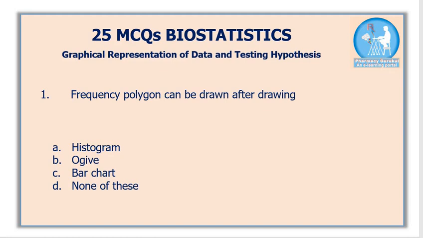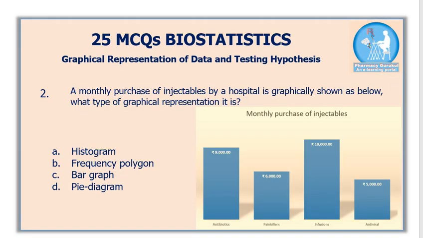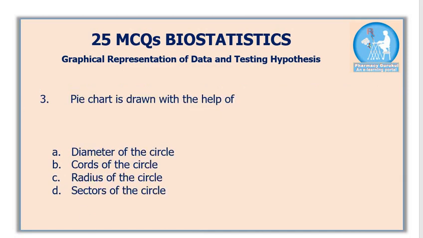First question. Frequency polygon can be drawn after, and the correct answer is option A, after histogram. Question number 2. A monthly purchase of injectables by a hospital is graphically shown as below. What type of graphical representation it is? And the correct answer is option C, bar graph. Question number 3. Pie chart is drawn with the help of, and the correct answer is option D, sectors of the circle.